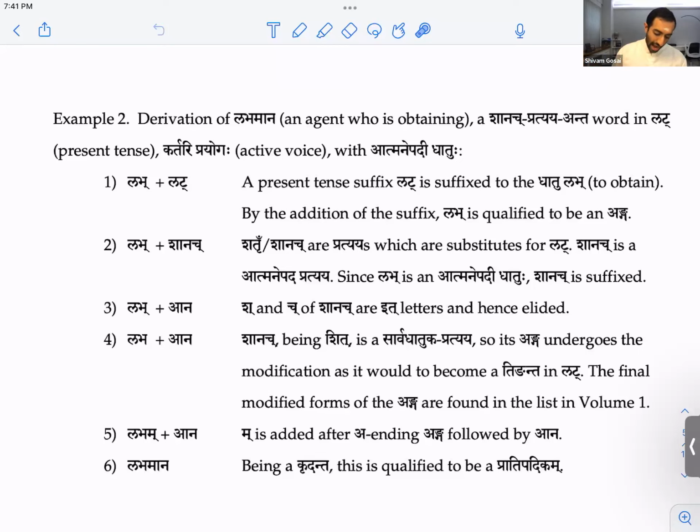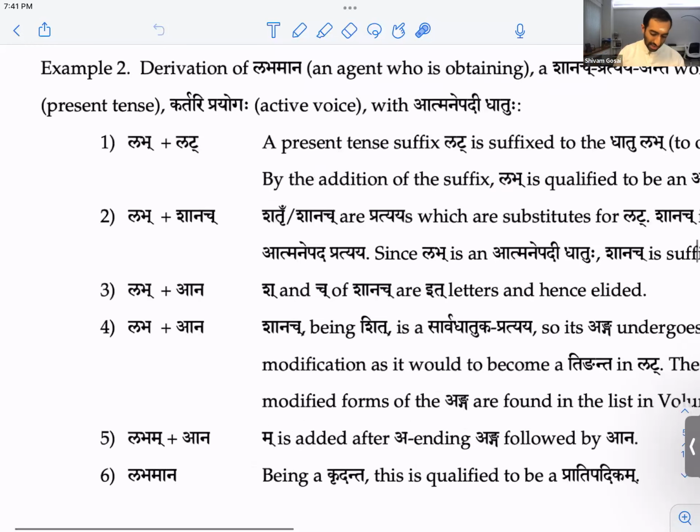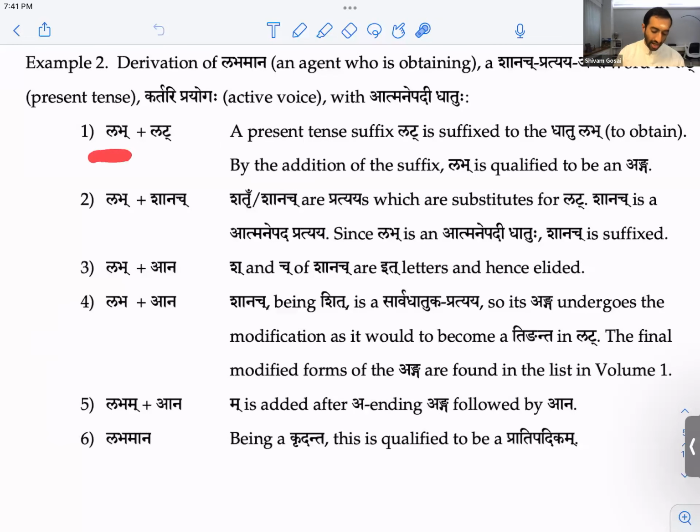Now, adding this lat to dhatu labh, which means to obtain. Labh is also 1A, first gana, atmanepadi. By the addition of the suffix, labh is qualified to be an anga. When I add something to a dhatu, the dhatu gets its new status as anga. Now this thing is called an anga.